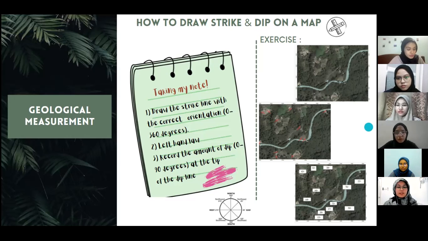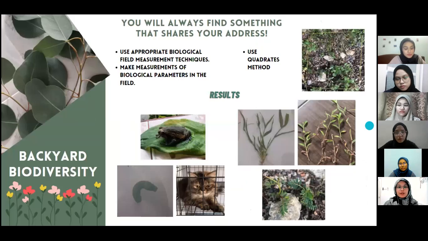Alright, thank you. If you look closely, you will always find something, animals and plants, in your backyard. Therefore, in this biodiversity backyard experiment, we intend to employ appropriate biological field measurement techniques and collect data on biological parameters in the field. Because most of us have limited backyard space, we chose to directly observe the animals and use the quadrat method with thread and wooden planks. As a result, we discovered many creatures such as frogs, cats, and various types of grass.